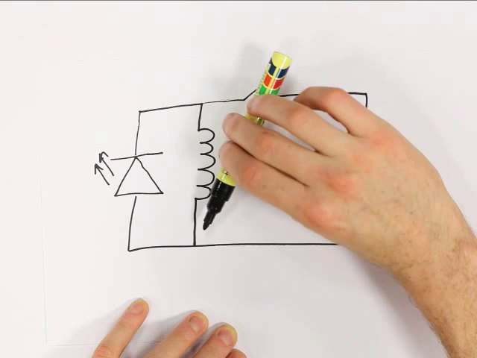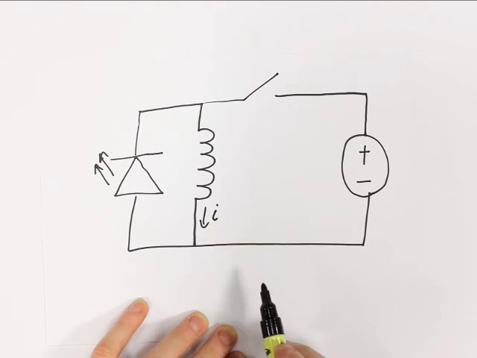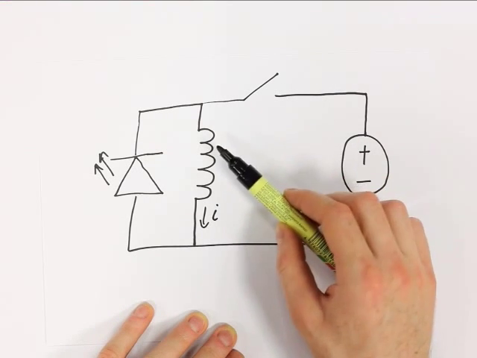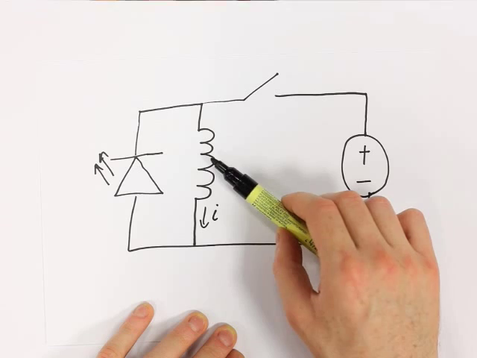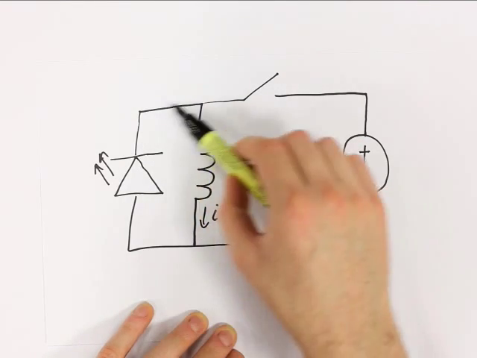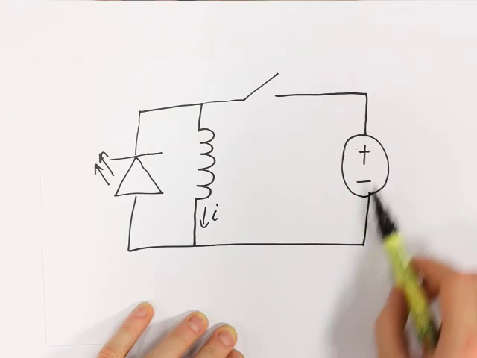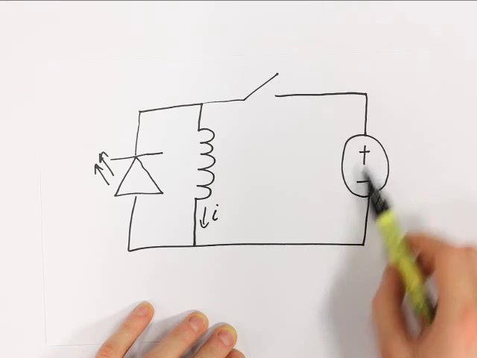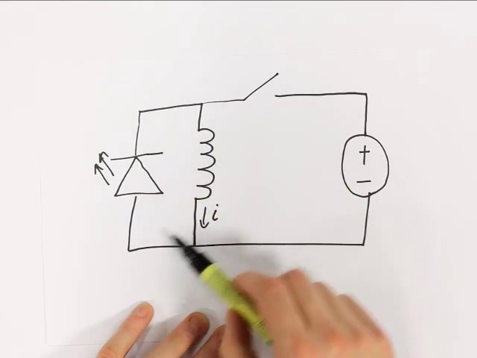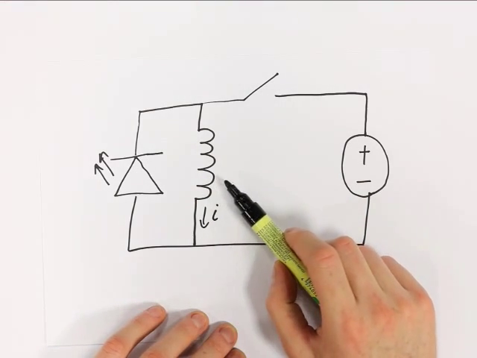Now current was flowing in this direction, so the inductor is going to want current to continue flowing in that direction. So instead of going back to the voltage source, it flows through the LED. Then the switch closes again, and once again our current is going through the voltage source, charging the inductor up. Switch opens, current goes through the LED, causing the inductor to slowly lose its current.